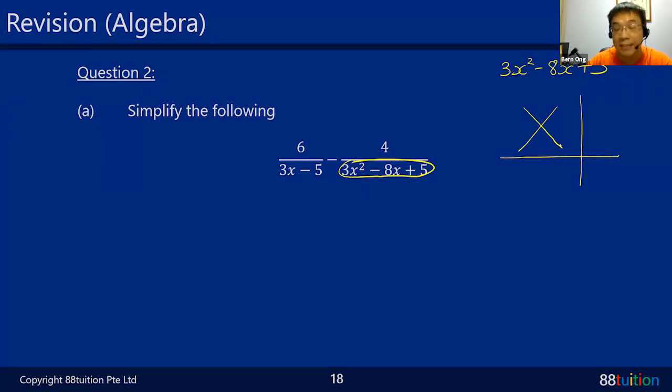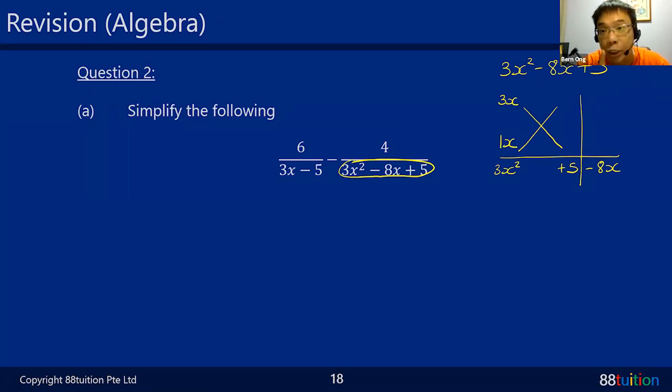So this is like the working step. 3x squared, I put it on the left, negative 8x, I put it on the right, and positive 5, I put it in the center. So down here, I'm supposed to juggle up everything to try to balance up everything. My question is, what times what gives you a 3x squared? The only possibility is 3x times 1x. 3 times 1, 3. x times x, x squared.